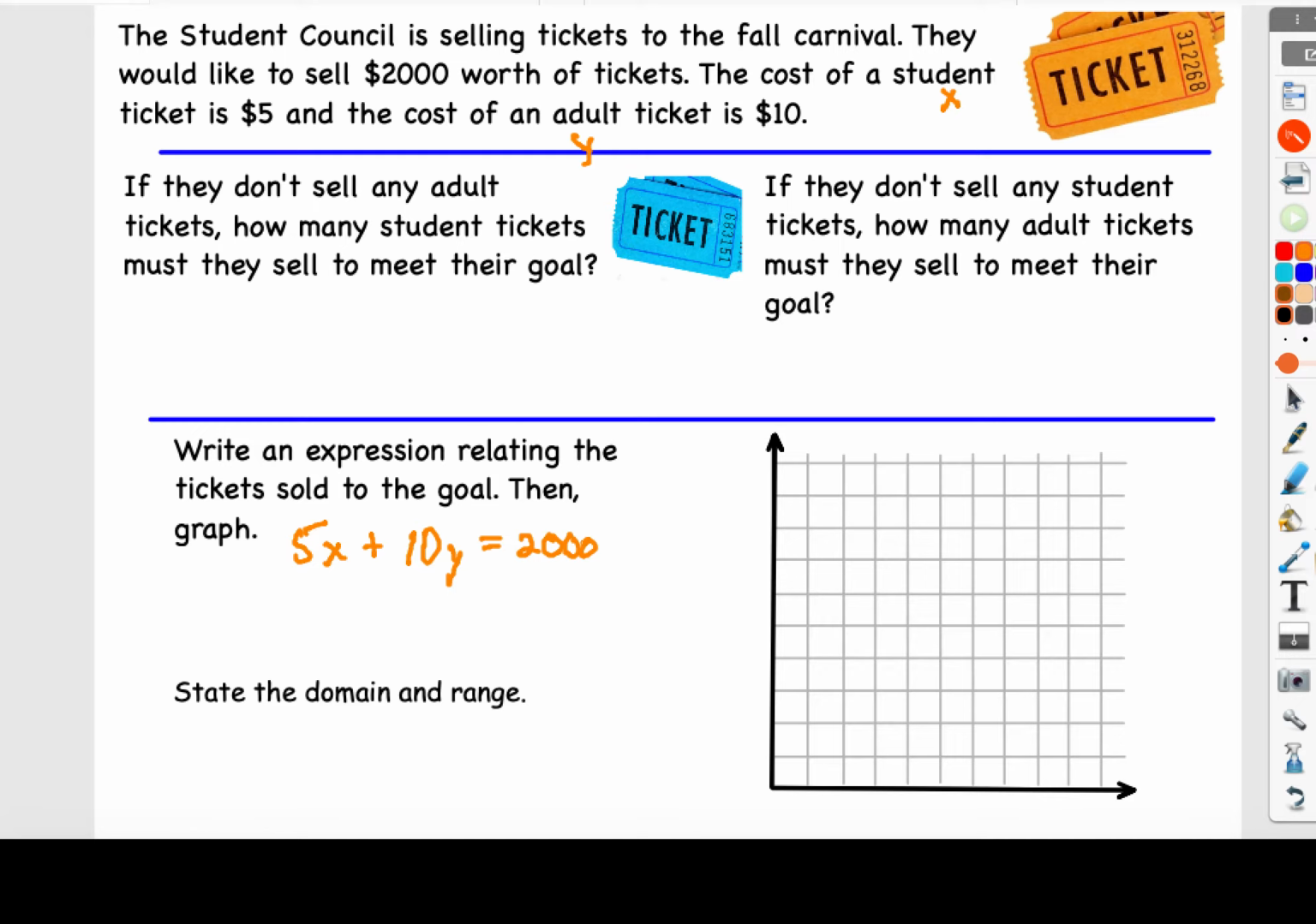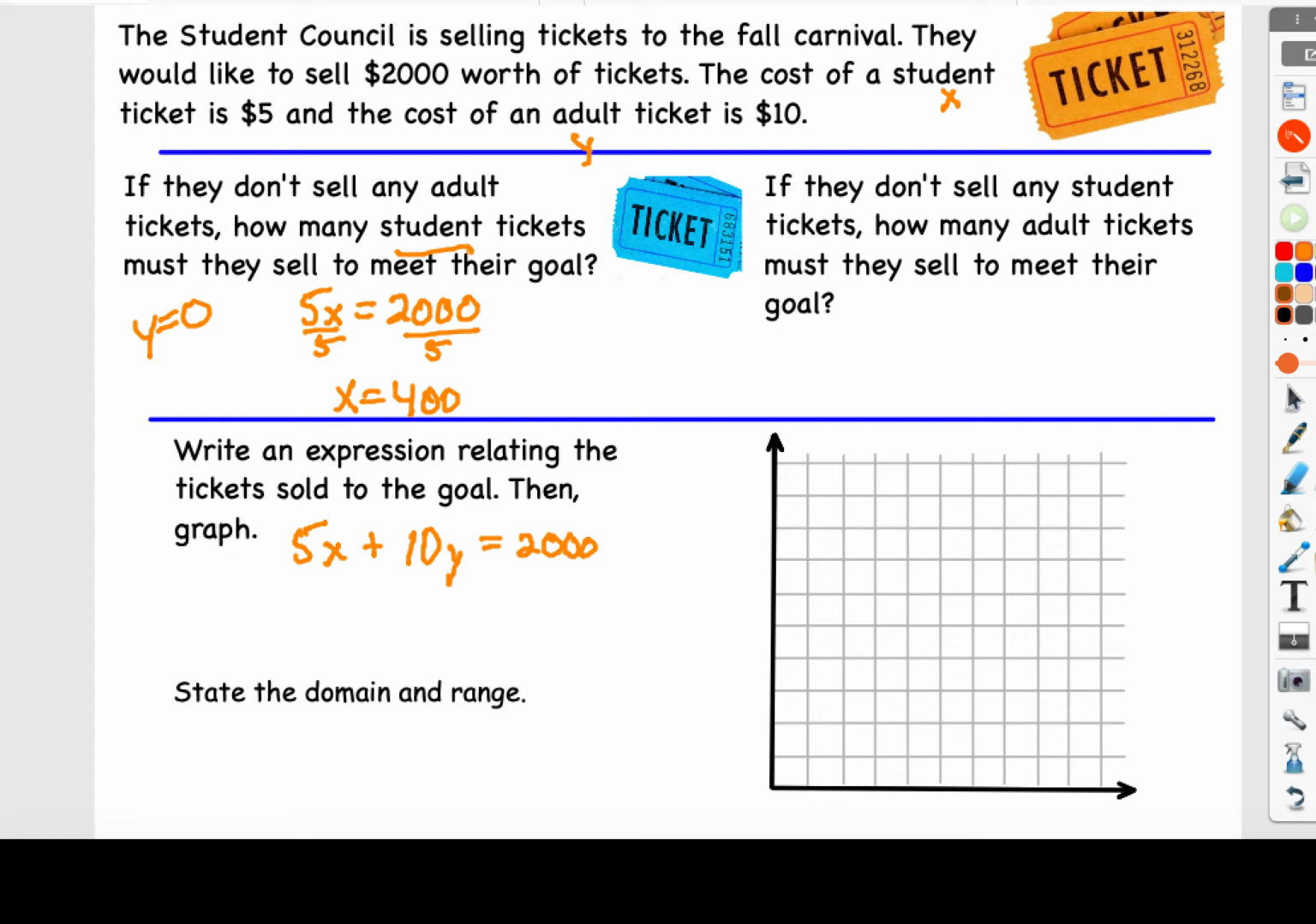Well, if we want a general idea of what that's going to look like, why don't we consider those questions in the middle? If they don't sell any adult tickets, basically saying that y equals 0, it sounds like an x-intercept to me. How many student tickets do they need to sell? Well, without any adult tickets, $5 per student ticket would need to make up the entire $2,000. So if we divide by 5, we would quickly find out that we need to sell 400 student tickets, right?